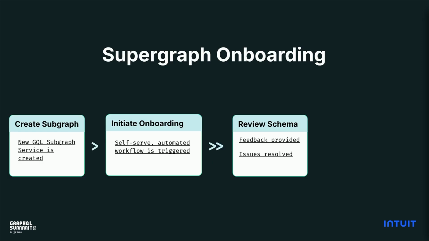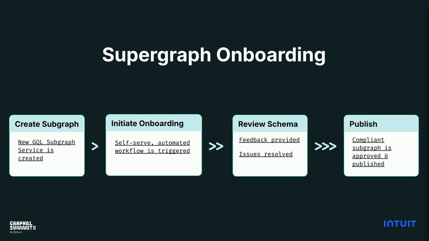Next, the schema enters the review step, and here's where it gets into a cycle of feedback and revisions. And then finally, once it's compliant, it's approved, and it's allowed to be published to the supergraph. Now, on the surface, this looks like a standard linear process, but for a long time, one of these steps was a black hole for our developer productivity. And that's this one. The review schema.